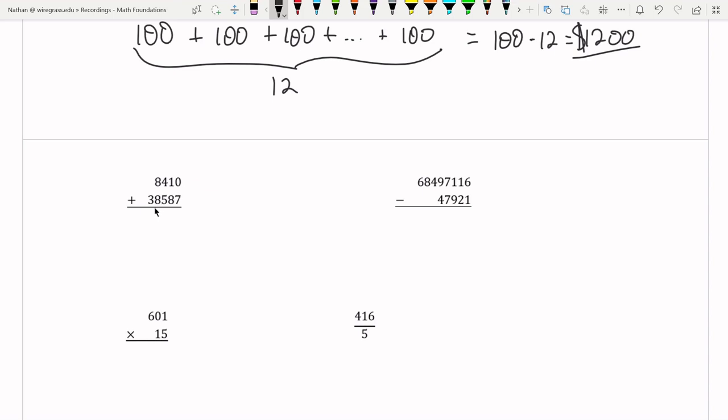8,410 plus 38,587. You can write this vertically, and I'm going to line up the place values. That's the key thing to do here, is that we have the ones, the tens, the hundreds, the thousands, and then the 10,000s. I can just add a 0 for this one if I wanted to, but I don't need to. Then all I'm going to do is add going straight down the place values. So I'm going to start with the ones. 0 plus 7 is 7. 1 plus 8 is 9. 4 plus 5 is 9. And here I have 8 plus 8 is 16.